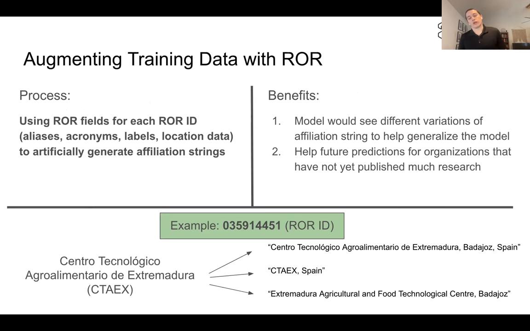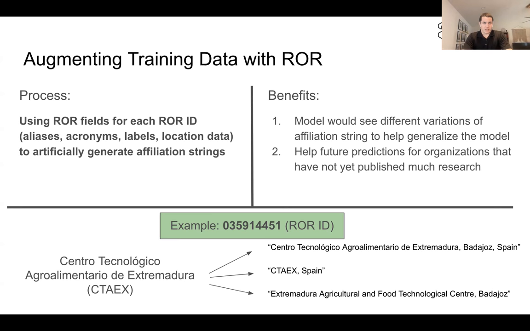And where ROR came in for us is we augmented our training data with ROR data. So basically we took the ROR data, where you have aliases and acronyms and labels and location data, and we artificially generated affiliation strings to feed our model. We thought that this would help generalize the model because there's a chance that those strings might not have been seen yet in the data that we have. But also to help future predictions for organizations that may not have published much research yet, where maybe we only have one or two institution strings from them. If we have a ROR ID, we can artificially create more to teach our model a little bit more than it would have known.